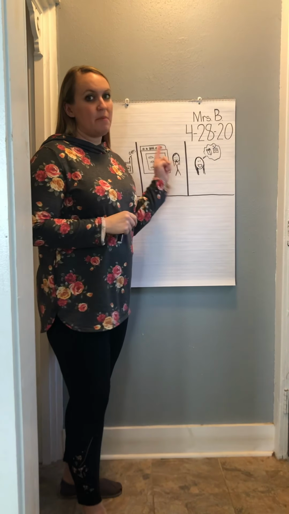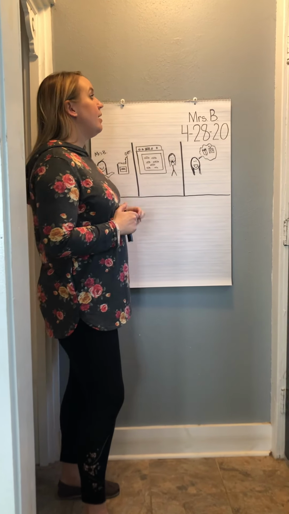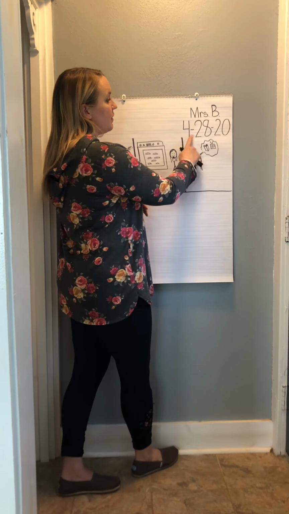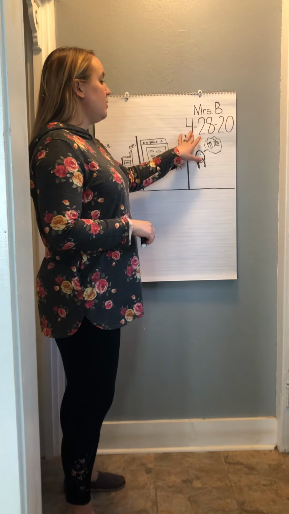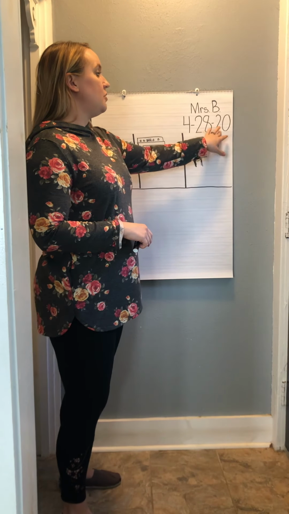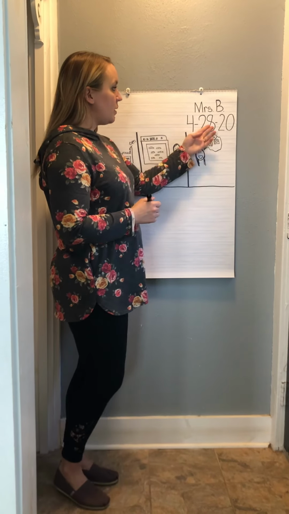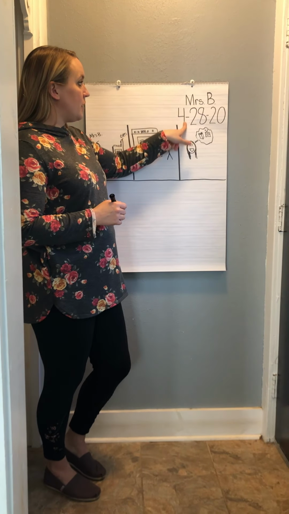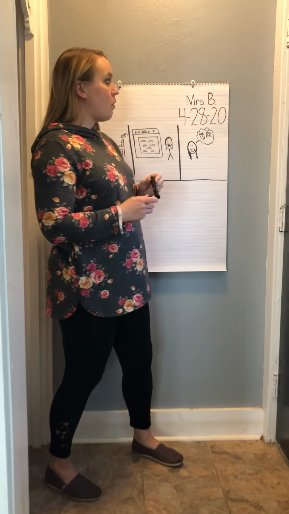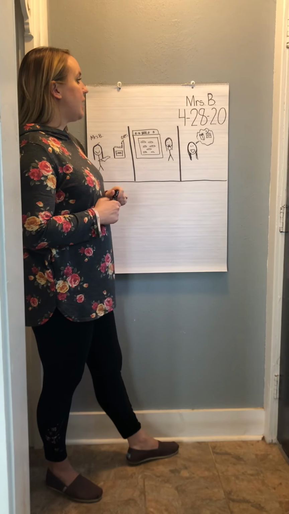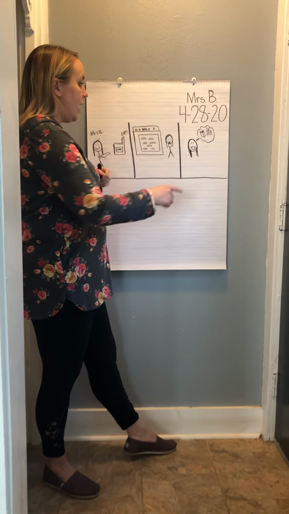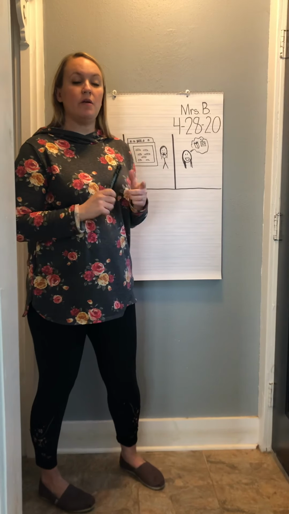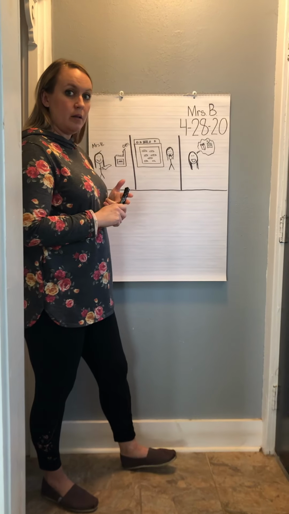I put my name at the top of my paper, and you should put your name at the top of your paper on everything you do. I also put the date. Today's date is April 28th, 2020. So it's the 28th day of April, and April is the fourth month in the year. That's why we have 4-28-20.